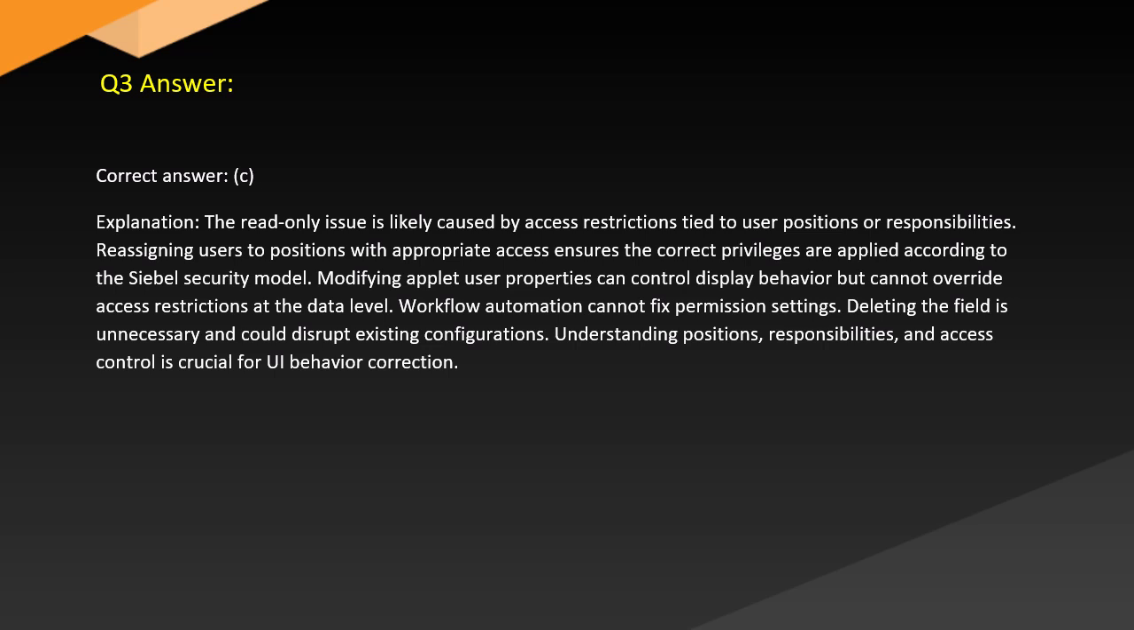Modifying applet user properties can control display behavior but cannot override access restrictions at the data level. Workflow automation cannot fix permission settings. Deleting the field is unnecessary and could disrupt existing configurations. Understanding positions, responsibilities, and access control is crucial for UI behavior correction.